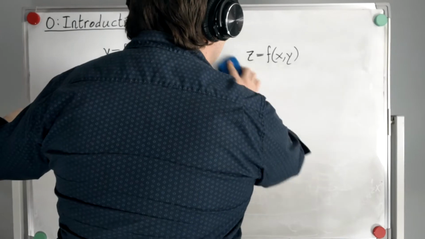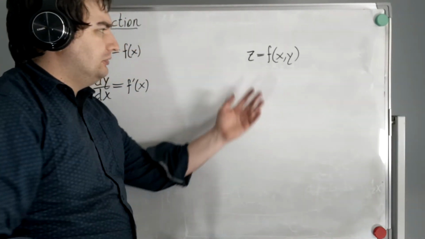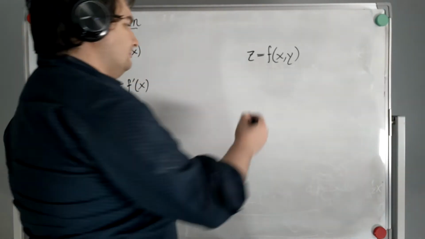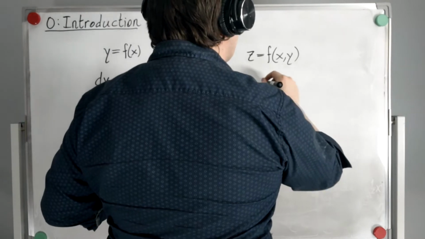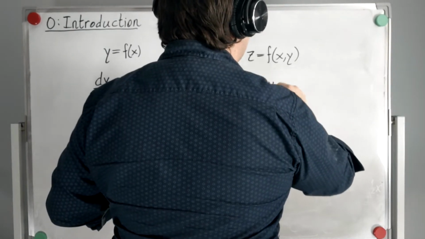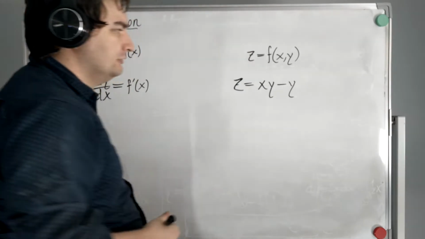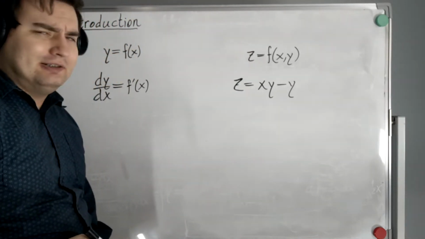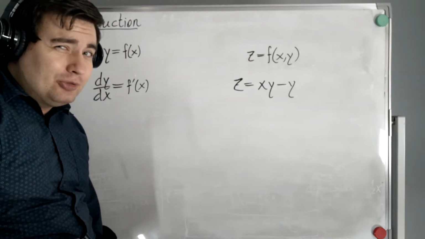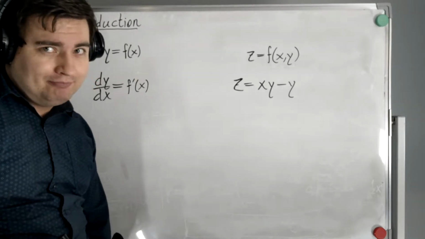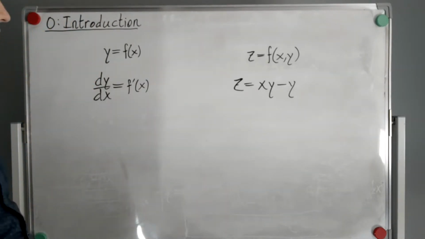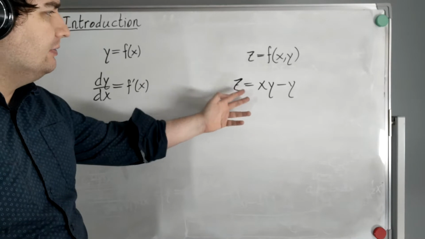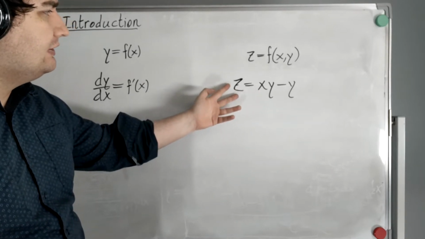Okay? So in this case though, we've got a little bit of a problem. If I asked you what's the derivative of like z equals xy minus y, well, with respect to which variable? You see the problem? You could be talking about the dependence of z on x, or you could be talking about the dependence of z on y.